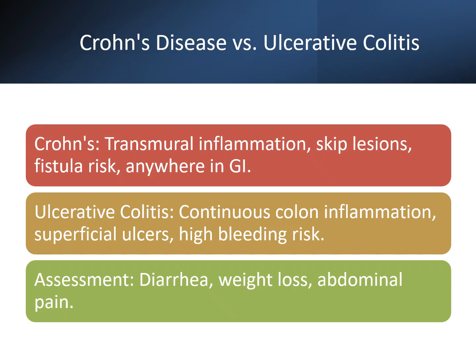Crohn's disease versus ulcerative colitis. Crohn's: transmural inflammation, skip lesions, fistula risk, anywhere in the GI tract. Ulcerative colitis: continuous colon inflammation, superficial ulcers, high bleeding risk.